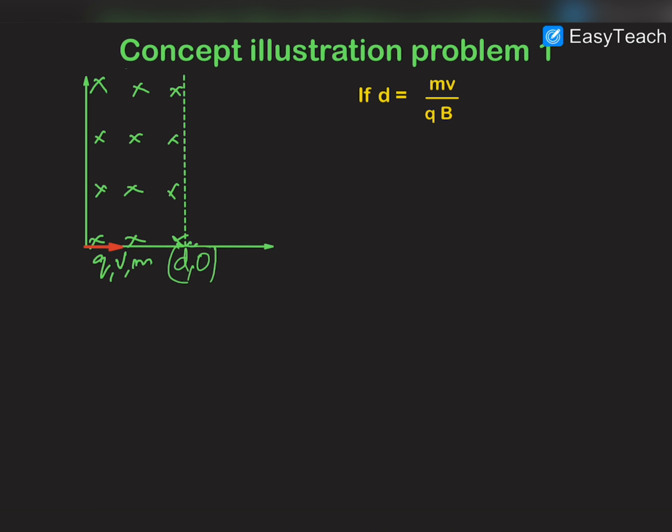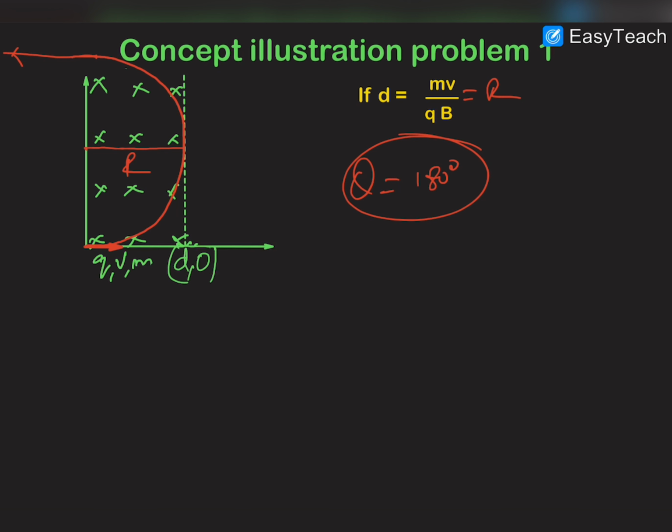Now in the second part, if d is equal to mv by qB, then this particle will move like that. If this is radius r, this is obviously r, then it would complete the half circle and it would go like that. So obviously in this case the deviation theta would be equal to 180 degree and not 90. Okay, because it has been deviated by 180 degree like that.